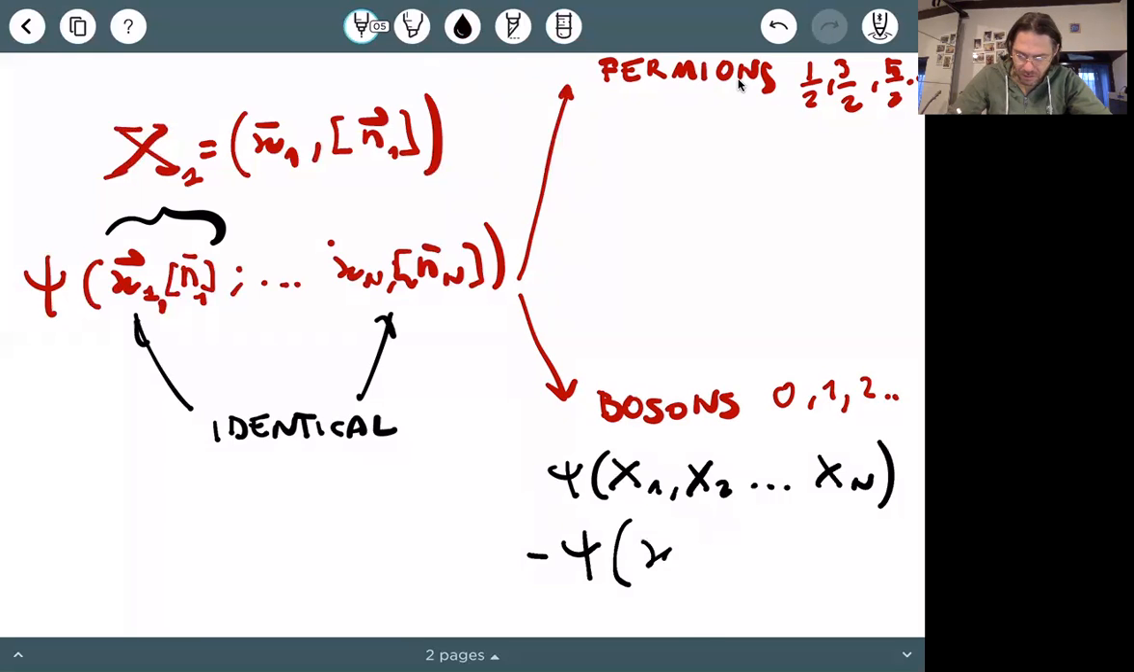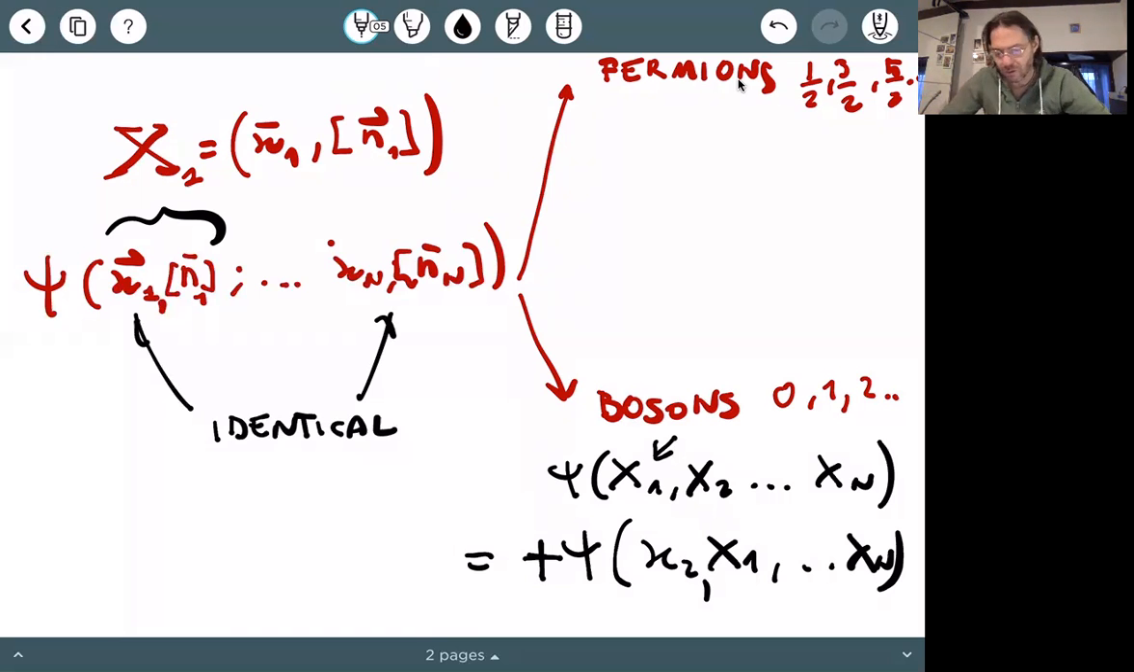For instance, psi of X2, X1, up to Xn. Symmetric means that you can take any of these particles, swap them, and put in the position where you had the quantum numbers of particle 1 the quantum numbers of particle 2. And where there were quantum numbers of particle 2, I put the quantum numbers of particle 1. And the wave function is left unchanged. That's what you would expect, right?